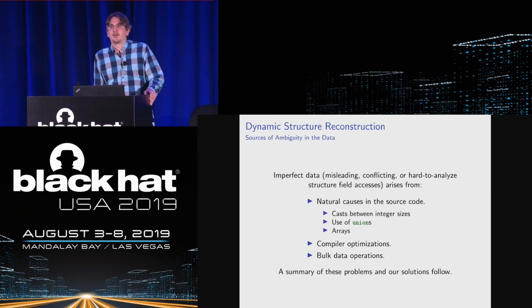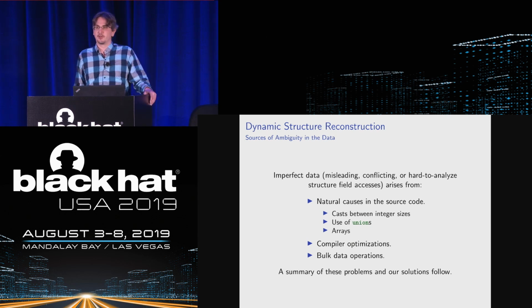Okay, so the picture so far was a little simplified compared to real life. As it happens, there is some noise, some imperfection in the data. Some of it's from natural causes in the source code. Some of it comes from compiler optimizations. We'll talk briefly about those and what we do about them.